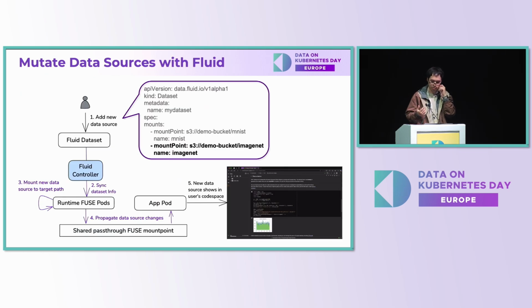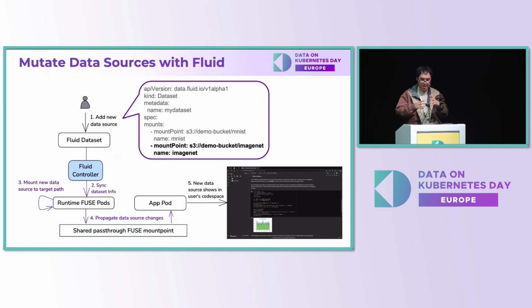This picture shows an example of how data scientists can add a new data source to their code environment with Fluid. What the data scientists need to do is to add a new storage URL to the dataset. For example, here we are adding a directory called ImageNet, which is stored in the S3 demo bucket. And the Fluid controllers will sync changes to the Fuse pod. A manager process in the Fuse pod will be notified to mount the new data sources.